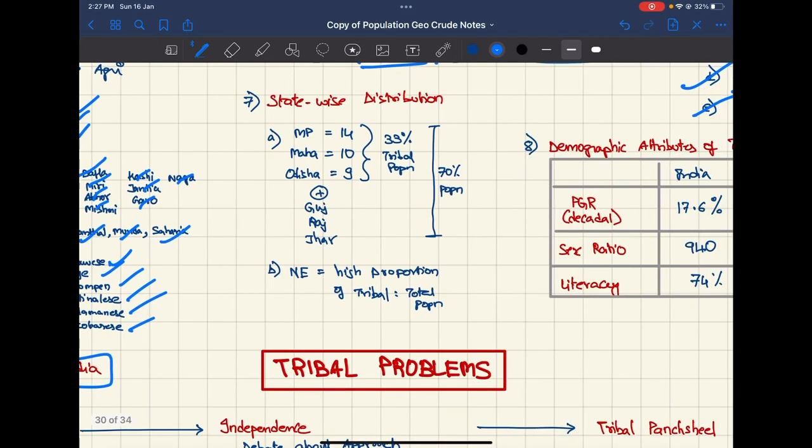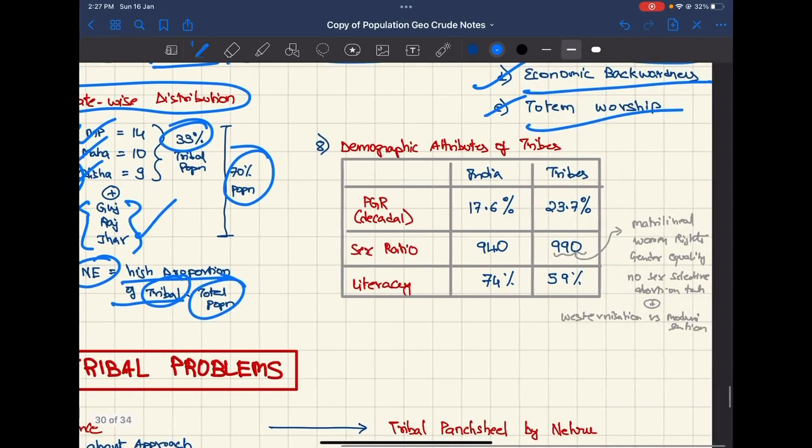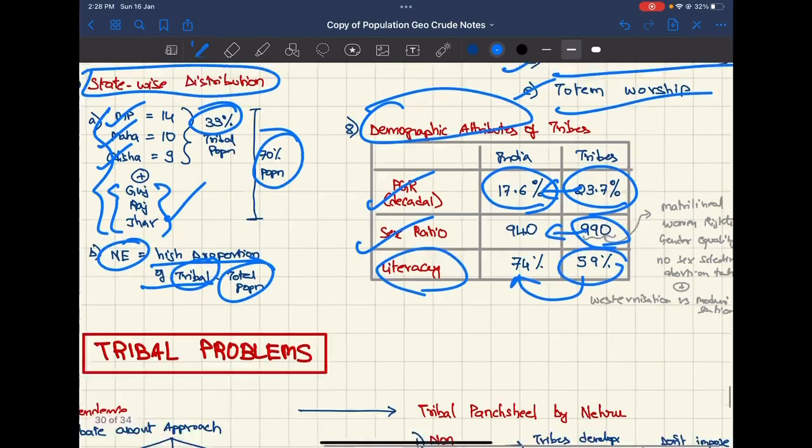Now, statewide distribution: if we put together MP, Maharashtra, and Odisha, it will make up 1/3 of tribal population. Add in Gujarat, Rajasthan, and Jharkhand, we have 70% of tribal population in these 6 states. Northeast states have a very high proportion of tribal population compared to the total population. Now, demographic attributes: their growth rate is 23.7% compared to 17.6%. Sex ratio is very high compared to India. Literacy is low compared to India.